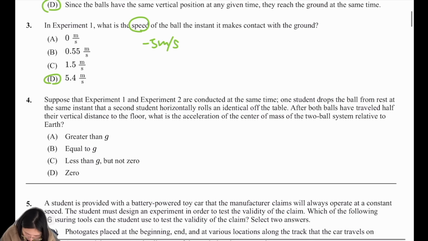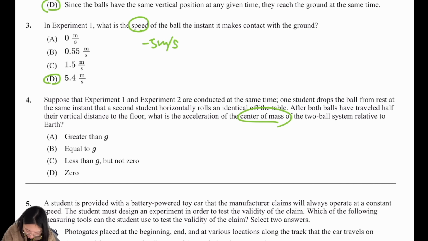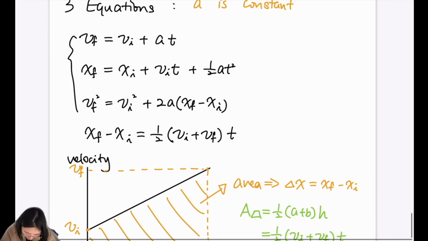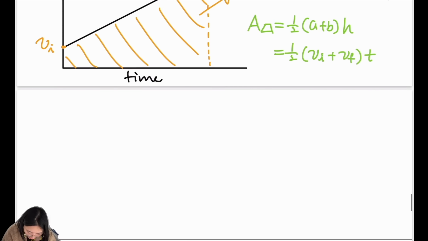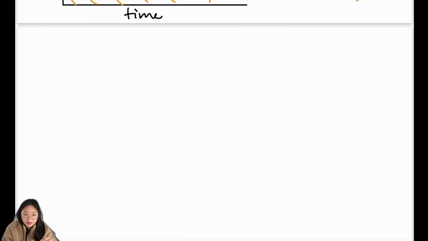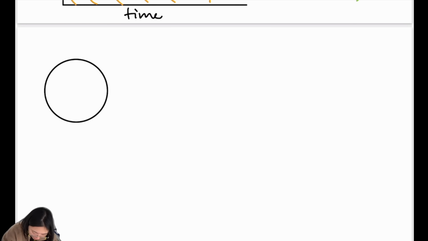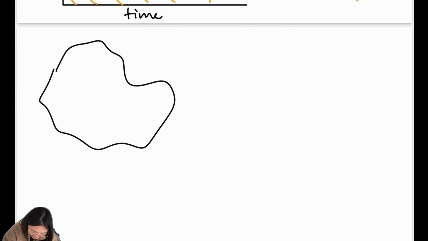Okay, so now let's talk about what is meant by the center of mass and how we calculate the center of mass of the two ball system. The center of mass is usually used to represent how the mass is distributed within an object. Not all objects have a regular shape, like a circle or a square. Most objects in the real world have irregular shapes.